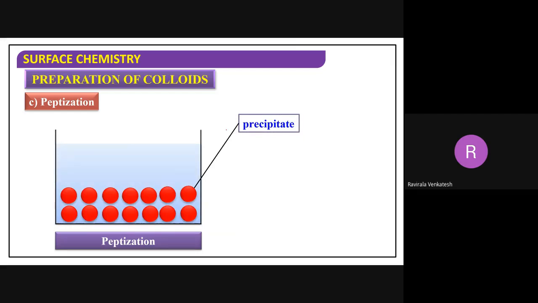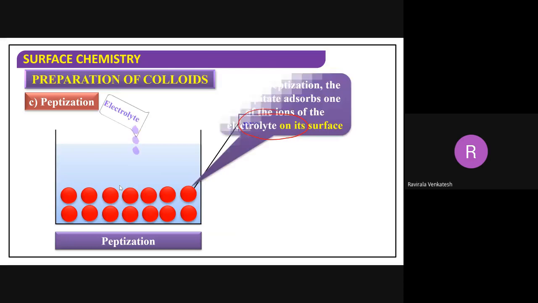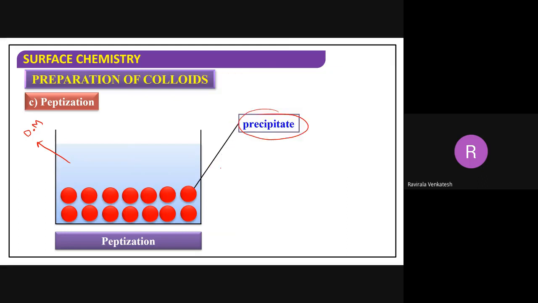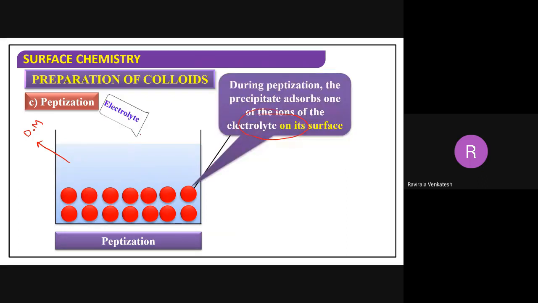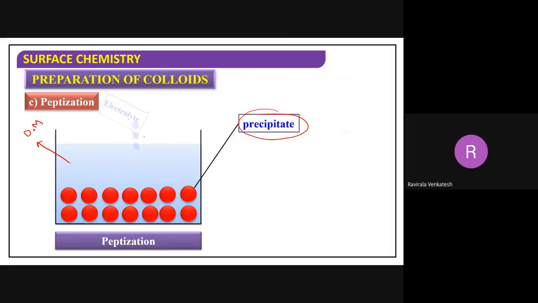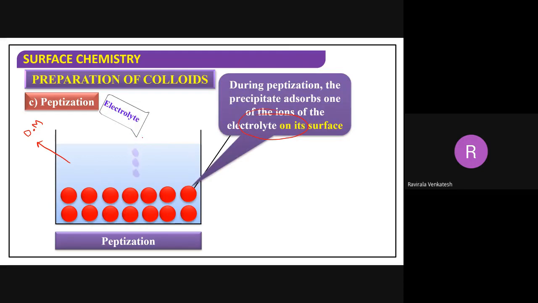We'll take one example for this. So here, this is the precipitate you got. The precipitate is nothing but the mass accumulated at the bottom of the dispersion medium. Now I added something. This is a suitable dispersion medium, say water. We have dispersed the precipitate in it and added some electrolyte, something like NaCl.